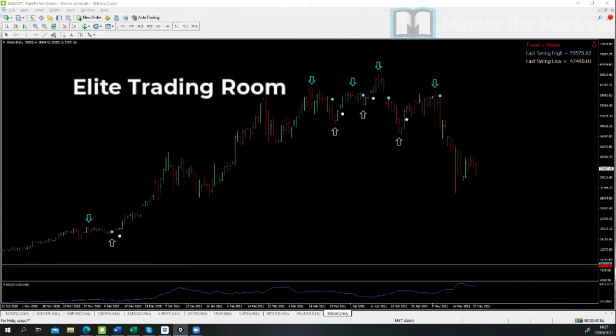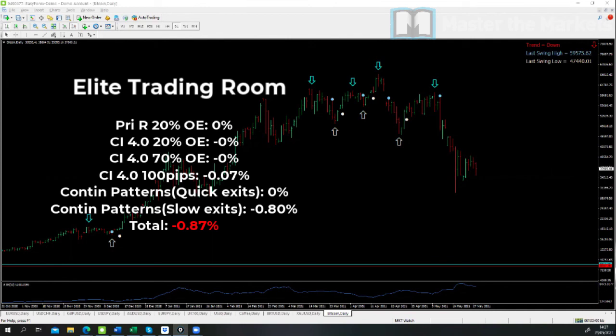First one, the elite room. The primary runner strategy, 20% OE: we had nothing this week. On the cash in 4.0, 20% OE, there was nothing either this week. The cash in 4.0, 70%, had no trades taken or closed this week. On the cash in 4.0, 100 pips, which is a trade where we place our target 100 pips from entry, we had one trade which closed us out at minus 0.07, so a very small loss on that trade.